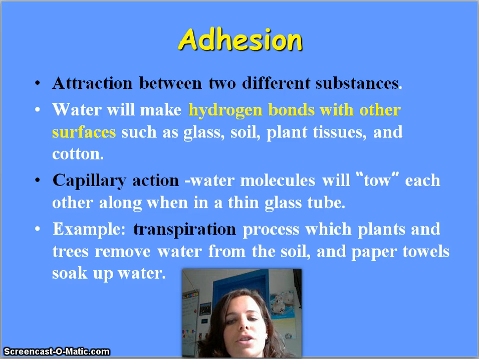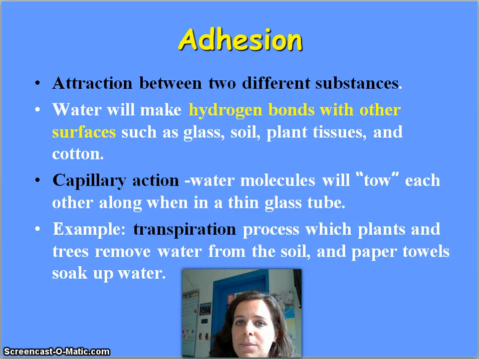Adhesion is attraction between 2 different substances, just like gluing something together. Water makes hydrogen bonds with many surfaces, such as glass, soil, plant tissues, cotton. And you can see this when it rains on your windshield. You see all the water bead up and stick to the glass.